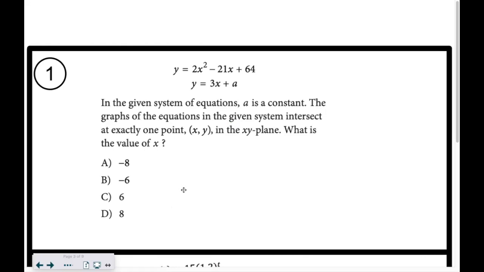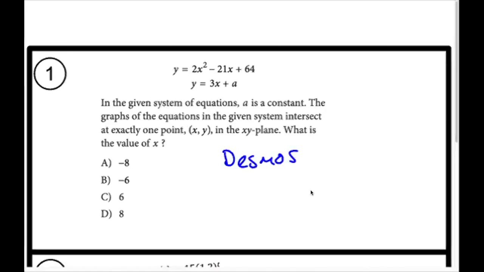This is pretty tricky. I'm going to use Desmos here. All right. So I'm going to go into Desmos. I'm going to put this in. I am going to use the slider to get them to intersect at 1 point, and then I'm going to look for the x value. There is another way to do this, but this is the way that I'm going to try to do this.